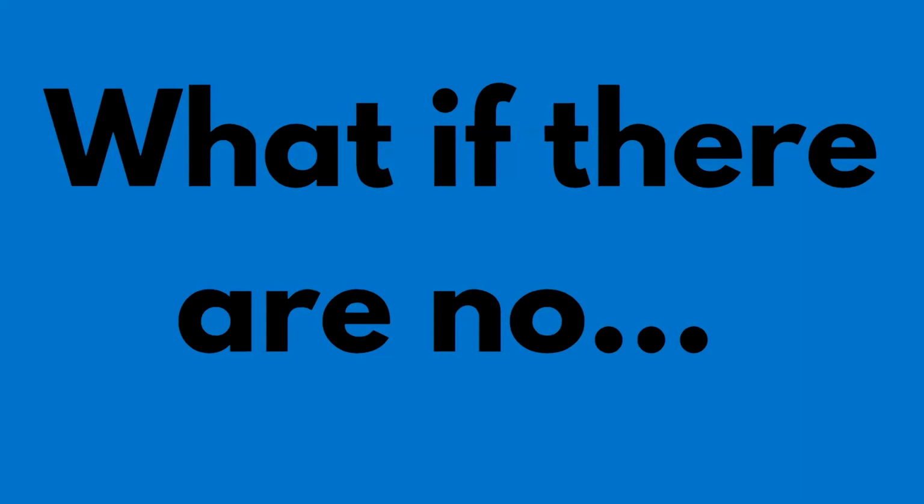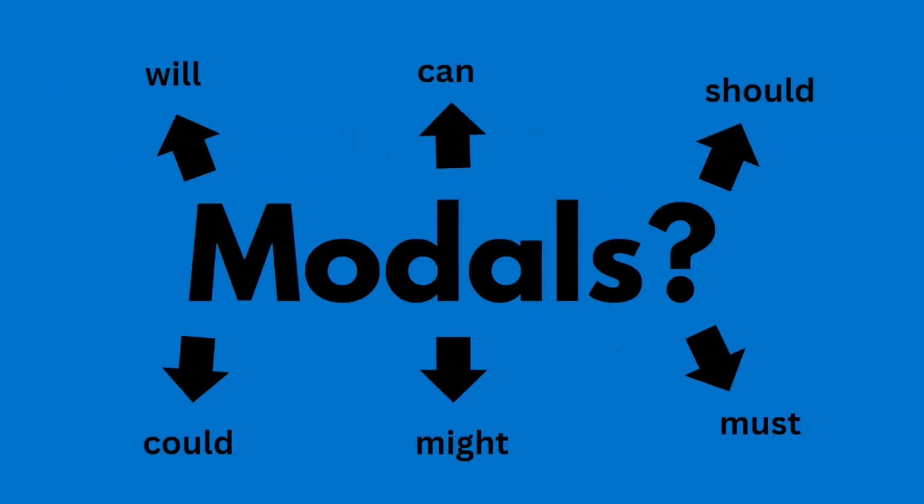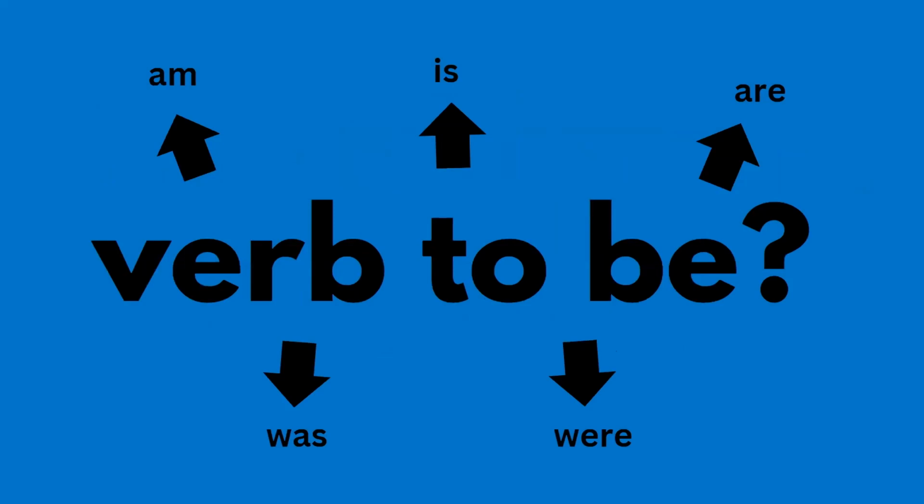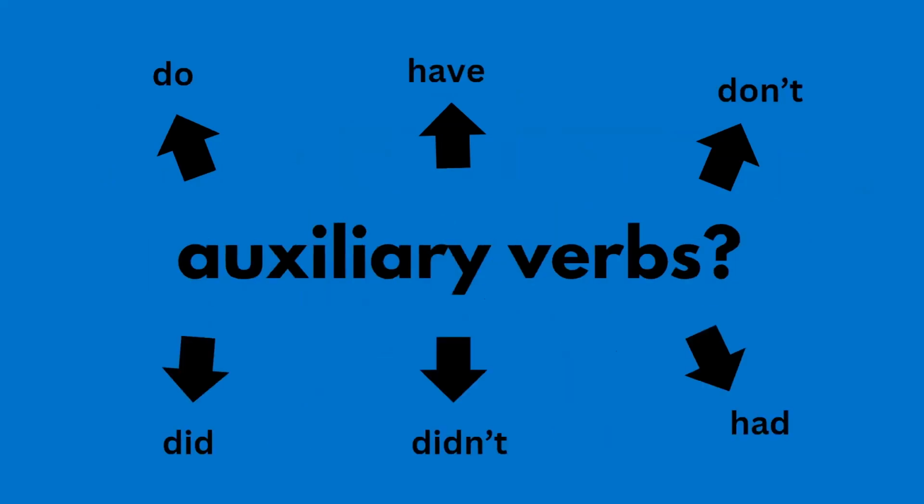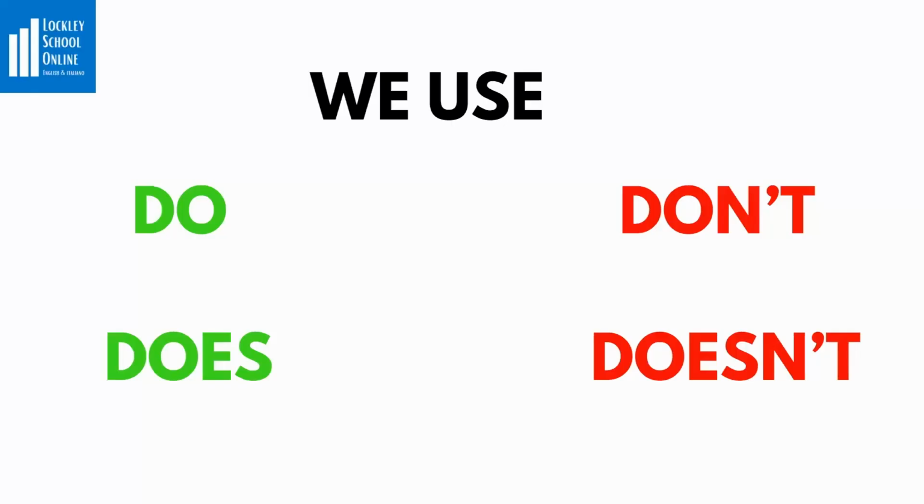But what if there are no modals in the sentence? There are no uses of the verb to be or any auxiliary verbs? What then? Then we use do or does. When we're working with a negative statement, our tag will be do or does. And when we're working with a positive statement, our tag will use don't or doesn't.